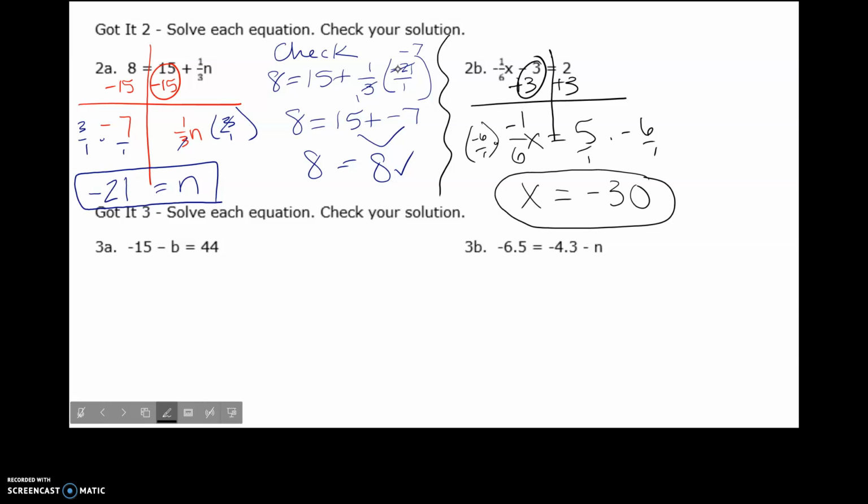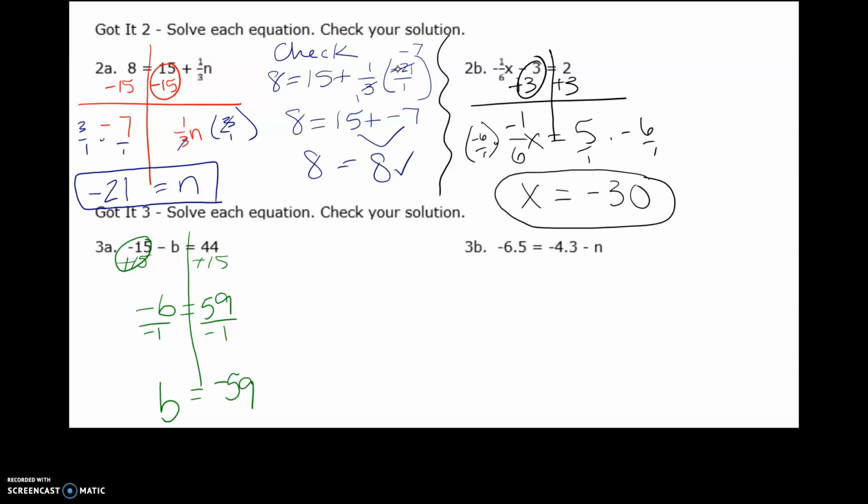Now, 3a, they're kind of trying to throw you off here with this subtracting b. When I add the 15, because opposite of negative 15 would be a positive, I'm going to keep this sign and bring this down as a negative 1b or a negative b. I'm going to divide by a negative 1 because a negative divided by a negative is a positive. 59 divided by negative 1 will be a negative 59.